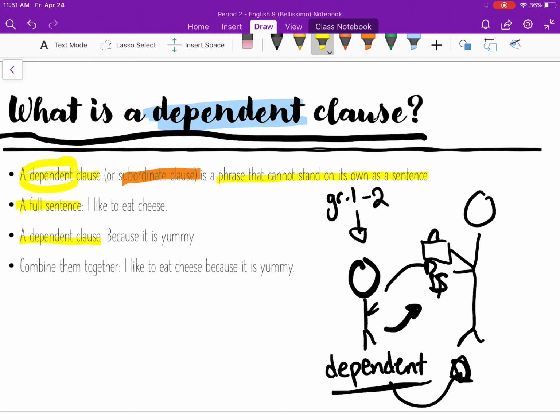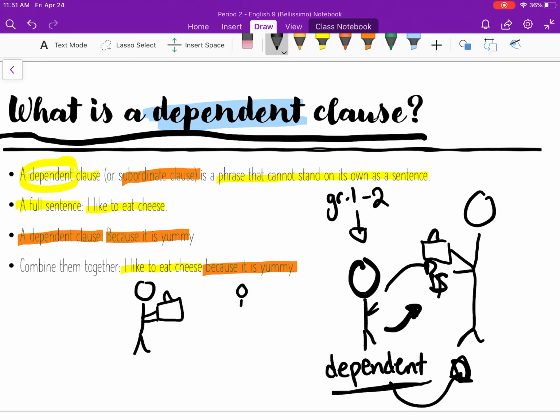So if my full sentence is I like to eat cheese, and then my dependent clause, let's use orange, is because it is yummy, I can stick them together, right? In this analogy, we have our parent who's providing us that thing that we need, and then we have our little kid going off to school, straw hat on him. If you have the parent and the kid together, it works. It's a happy family. It only doesn't work when we have the kid on his own.